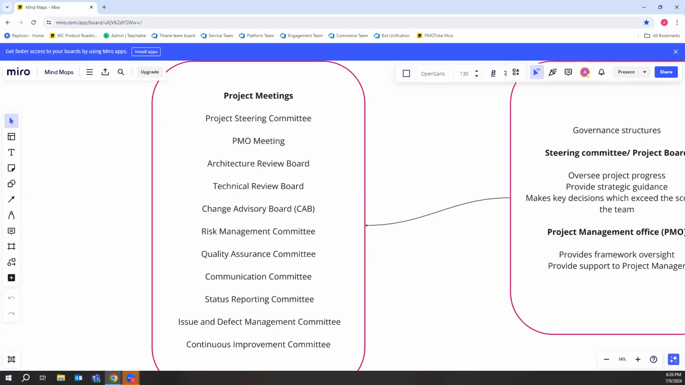Let me share this on my screen quickly to show you an actual steerco that I did. This was a transformation project. I was doing an agile transformation for my client in Dubai. But I just want to show you one element very quickly.